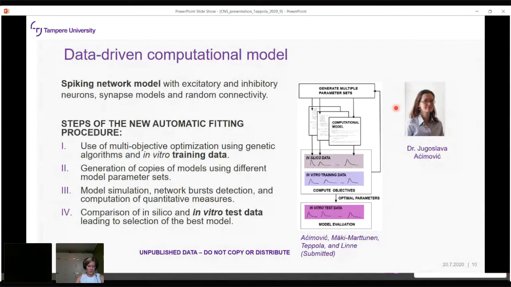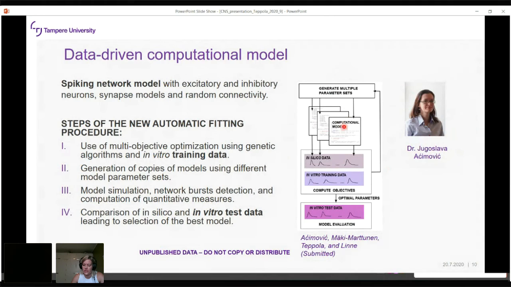My colleague, Jugoslava Acimovic, built a new procedure where this model was automatically fitted to the experimental training data, using a computationally intensive genetic algorithm to ensure that the models exhibit the same activity as seen in vitro. We fitted the model cell parameters, synaptic receptor conductances, and the parameters for released synaptic resources.